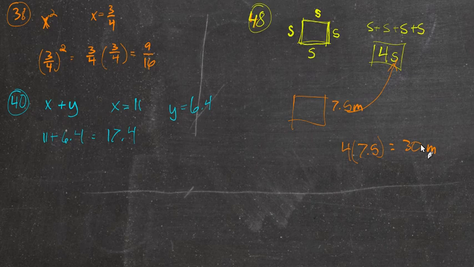Okay. Well, that'll do it for the example videos. Just remember, an algebraic expression is one that has a variable. You change what that variable is worth, and then it changes the worth of the expression.